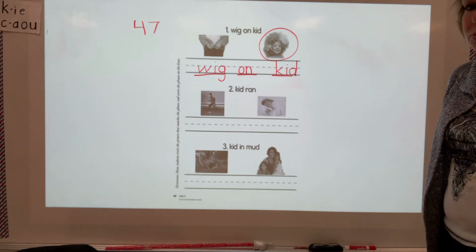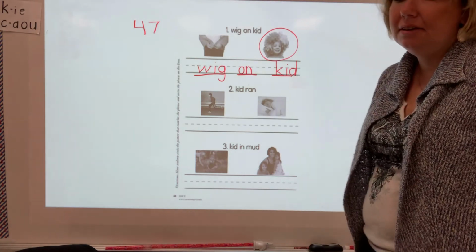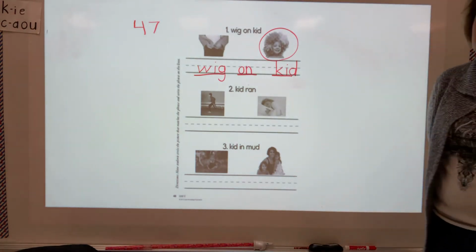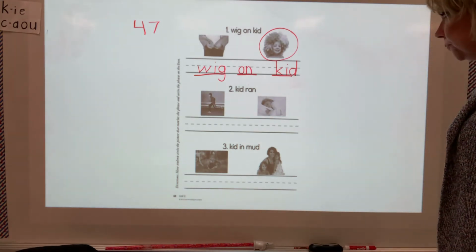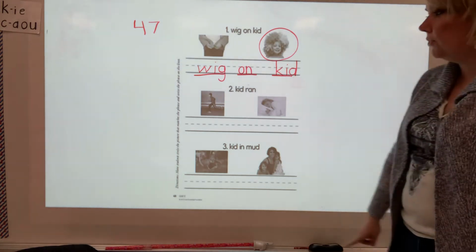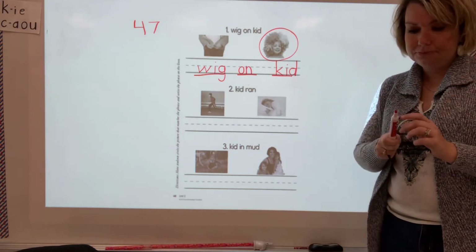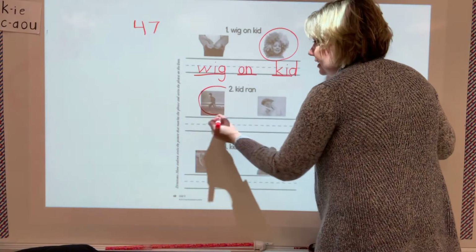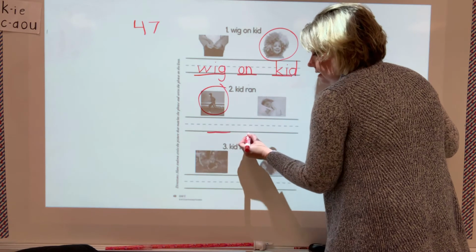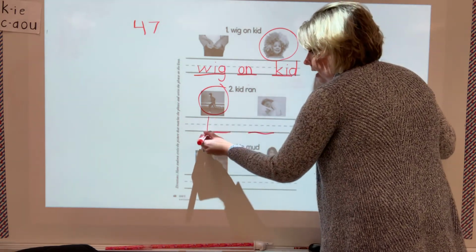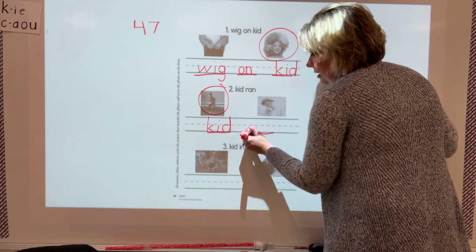Okay, who would like to read number 2? Raise your hand if you'd like to read. Ryan? Kid ran. So am I going to circle the first picture or the second picture, Ryan? The first one. That matches our phrase. Kid ran. And I'm going to write it. I'm going to use my magic lines. Kid ran. So I will write the words above the lines.